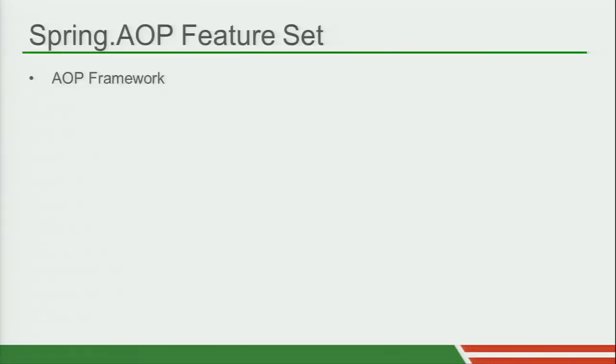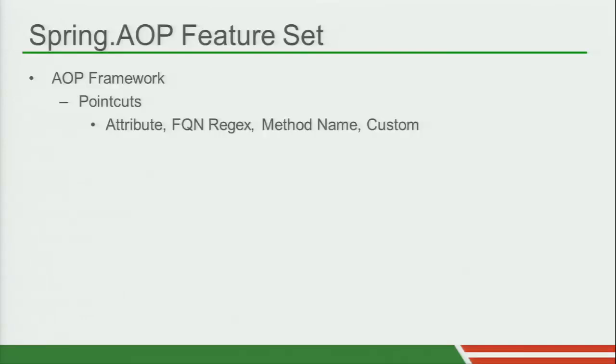So there is a full-fledged AOP framework. We support pointcuts in a variety of different ways, declared by attributes, you know them as annotations, fully qualified name, regular expression matching, method name, and any custom pointcut declaration as well. So the extensibility mechanism would allow you to define other constraints for your pointcut definitions beyond the out-of-the-box support for attributes and regular expression method and type matching names.